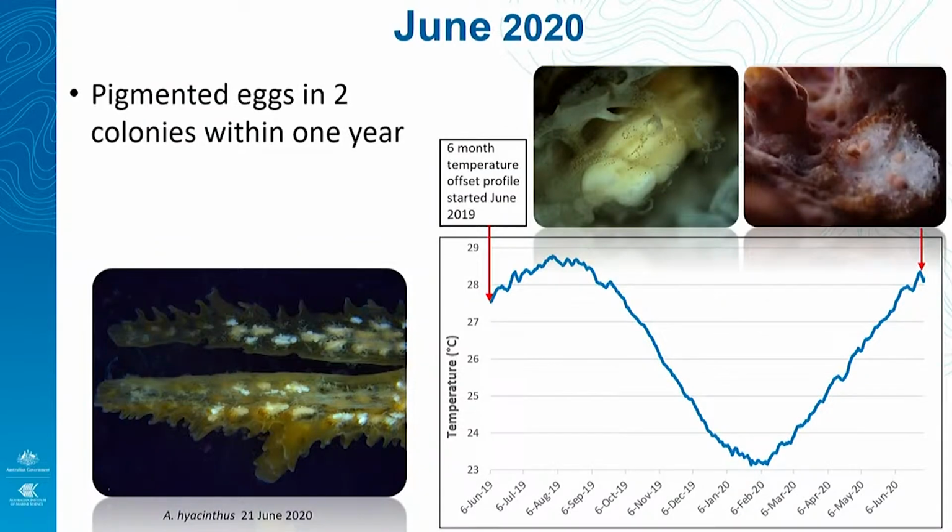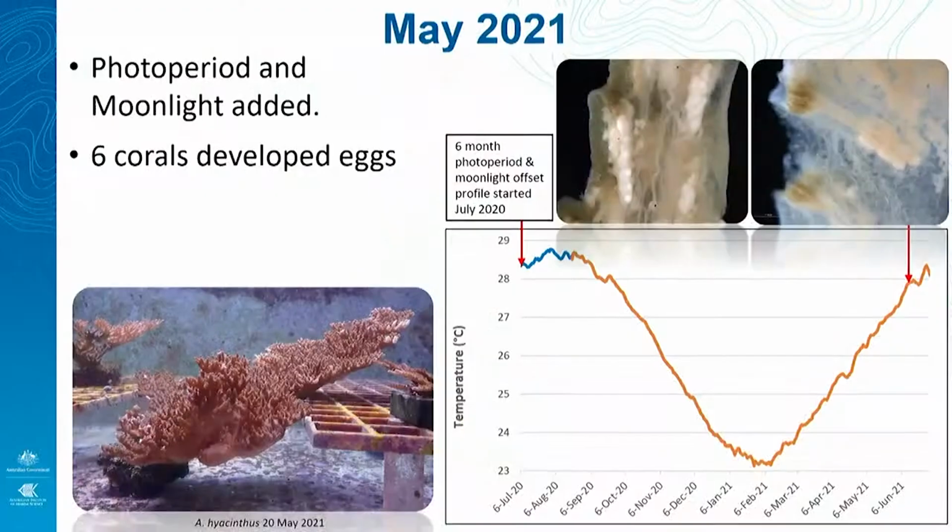Fantastic, within 1 year we had pigmented eggs in 2 of these colonies, a millepora and a hyacinthus, and that was in the winter in June 2020. Unfortunately, we didn't ever see them spawn, and we think what happened is that we weren't providing offset photoperiod or moonlight, so they didn't have those environmental variables, and it's likely that they spawned unobserved, unfortunately. So we added photoperiod and moonlight in 2020, and then we had even more corals synchronise into this profile.